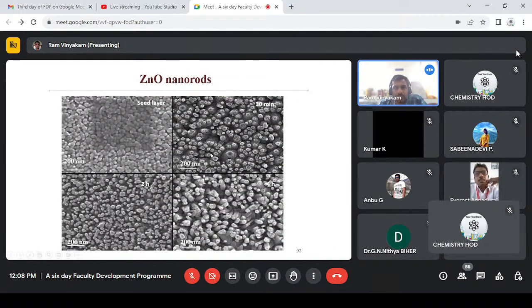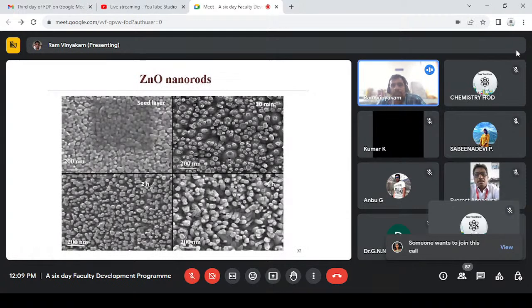This is the picture. It shows the growth. Actually, as I told, the mechanism is to be established. These are some pictures of the seed layer, and this is 13 minutes after the growth in the solution, and 2 hours and 4 hours. And you can see how the rods are evolving and nucleation being there. The process is a little bit slow if you compare it with other processes.